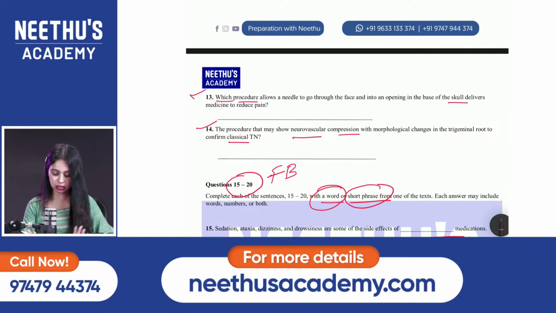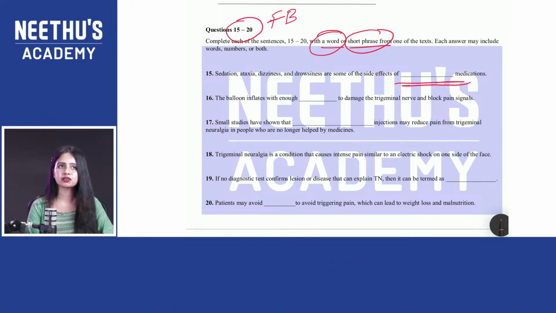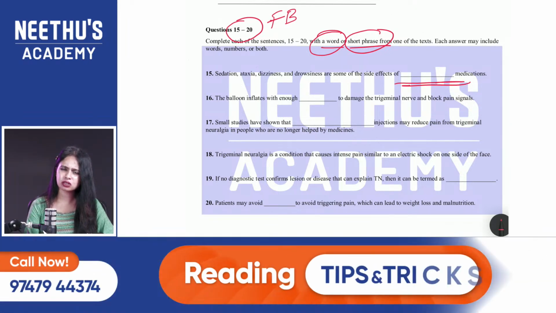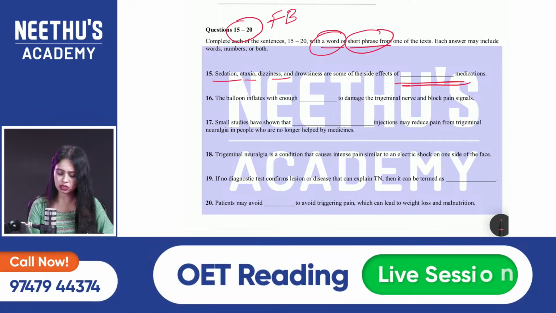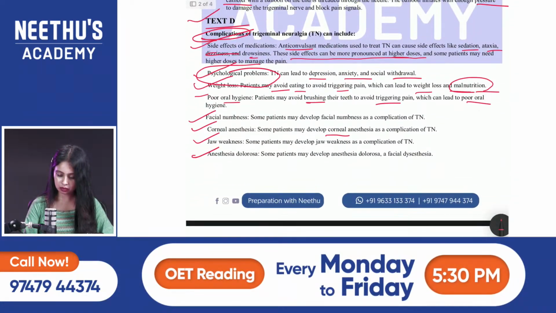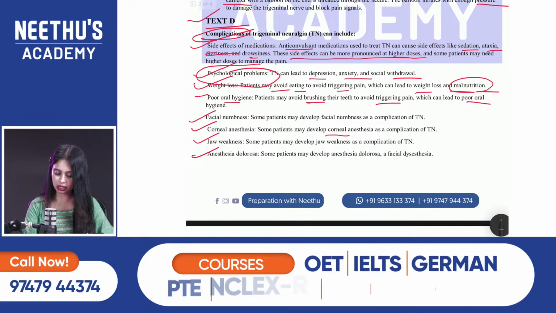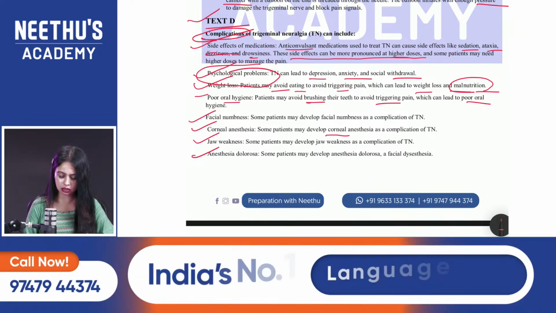So again, we have completed 14 sets of questions. And now it is question number 15. Sedation, ataxia, dissonance. I have seen this somewhere else. Sedation, ataxia, dissonance, drowsiness, or some side effects are mentioned here. These side effects can be pronounced as higher. So, what is the correct answer there?